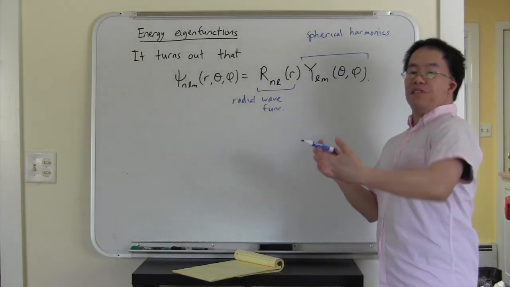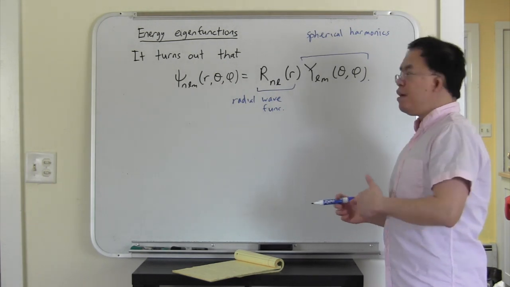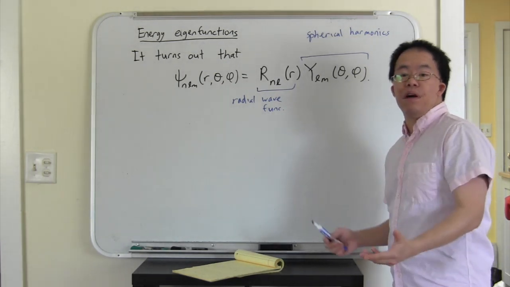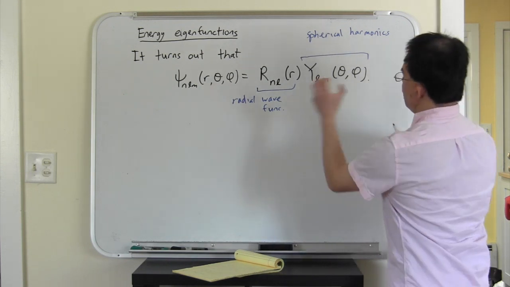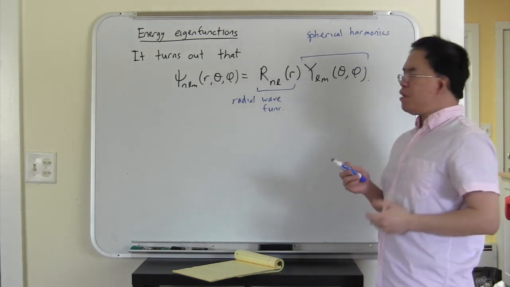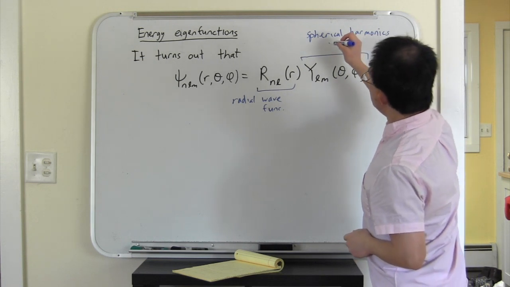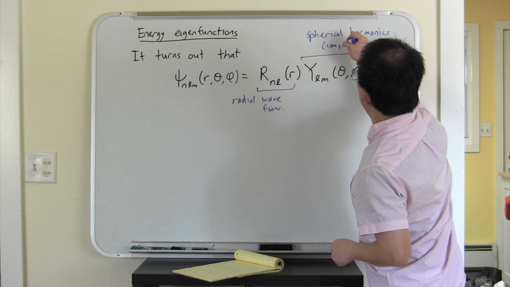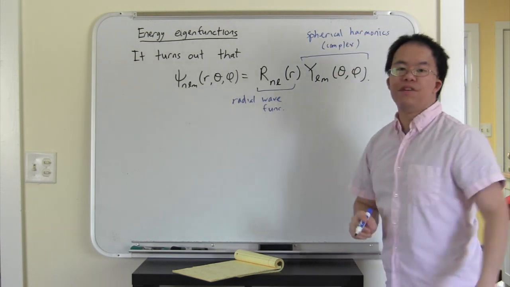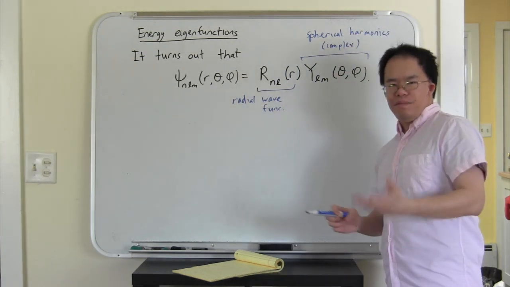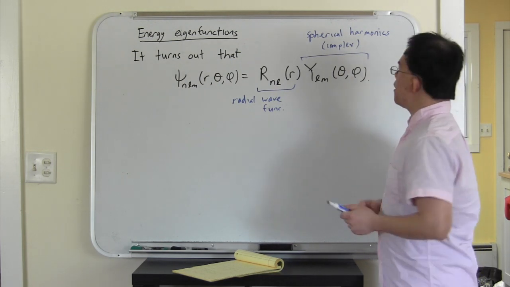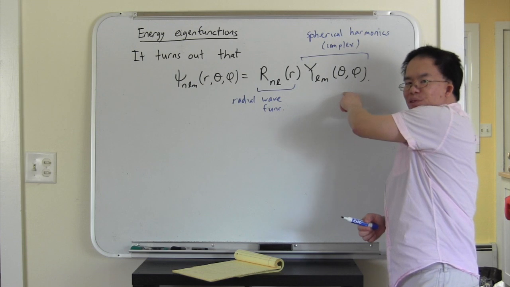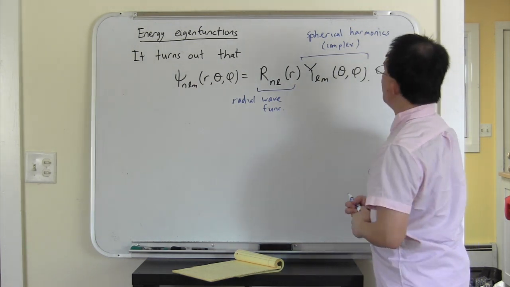They turn out themselves to be the product of a part that depends only on theta and another part that depends only on phi. So you really do have these three separate chunks. These spherical harmonics are inherently complex. They're a little tough to visualize, and we'll look at some visualizations in a second. Maybe the shapes of these might be familiar from chemistry.